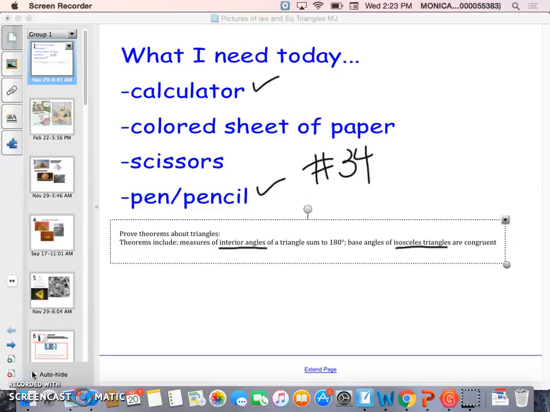What we're doing is we are proving theorems about triangles. Yesterday we looked at interior angles of a triangle. Today we're going to be looking at isosceles and equilateral triangles.